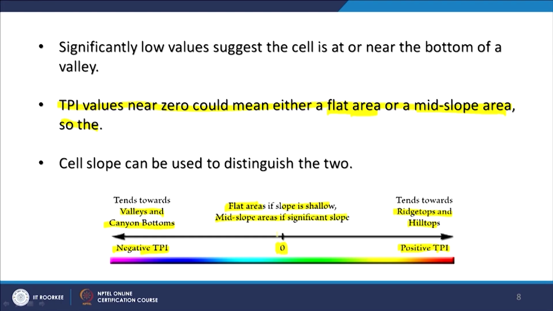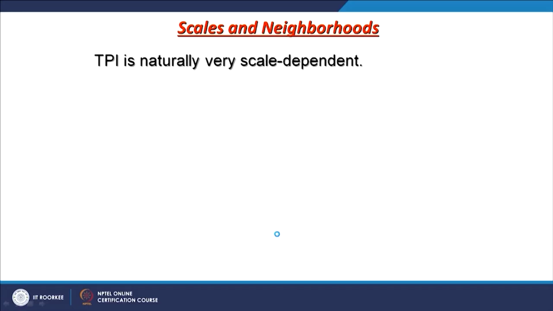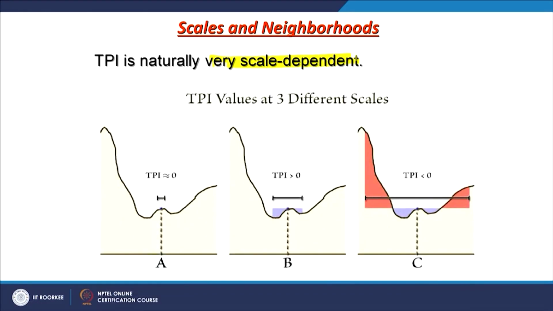So, using this index we can assess a terrain from the topographic roughness point of view by getting these values. And TPI is naturally very scale dependent. This point we have already touched before. Now, let us see an example of why it is scale dependent.